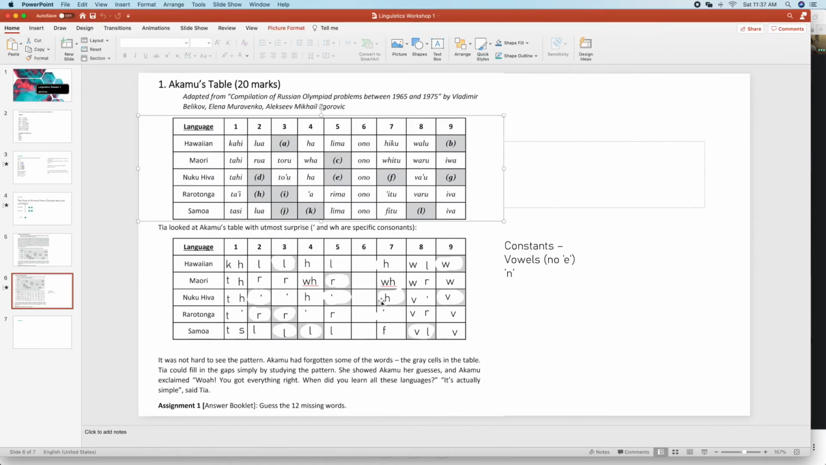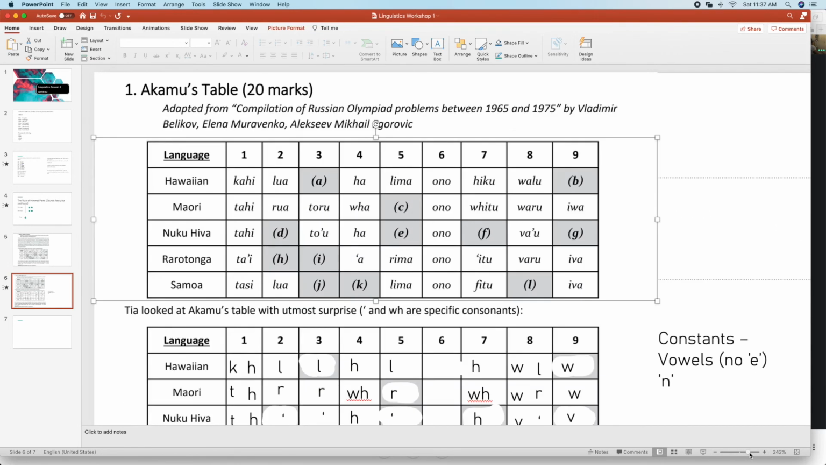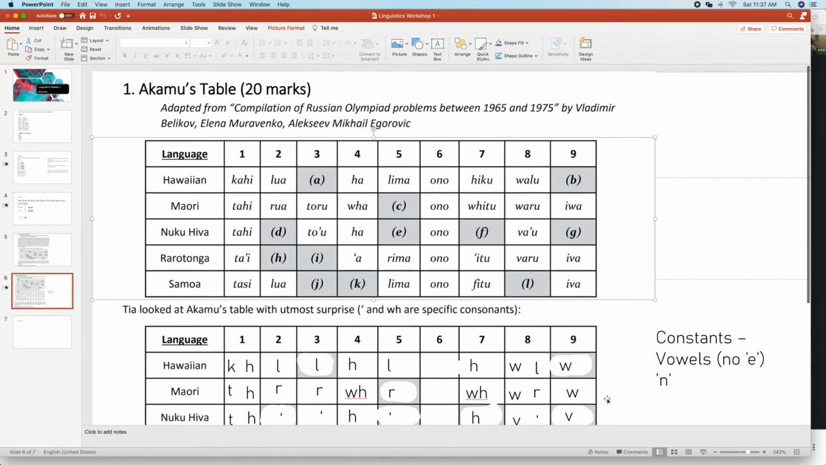Sorry to interrupt. I think I got the whole table, all the blanks. Okay, great job. We'll keep going with the explanation. Yeah, okay. And I'll check your work later.